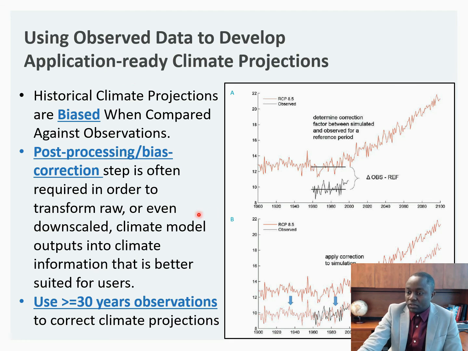So on the top panel here, you can see the observations, the black line, is far below what the climate model gives us during the historical period. So we typically apply a bias correction technique to move the climate model output closer to the observations. So this is where observations connect with climate model simulations when doing climate risk assessments and developing application ready data to support those.